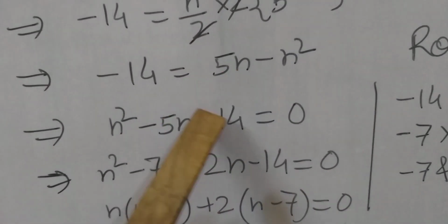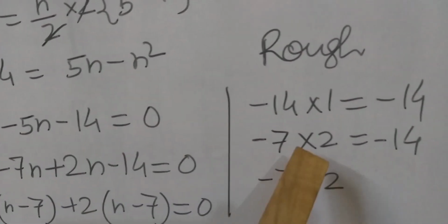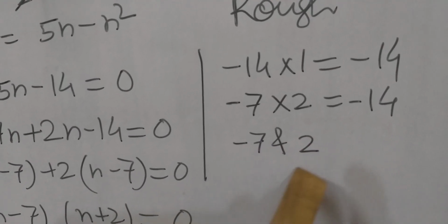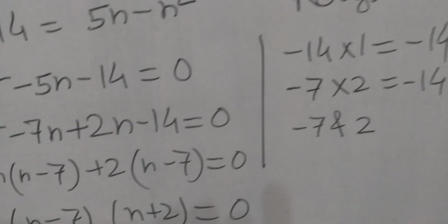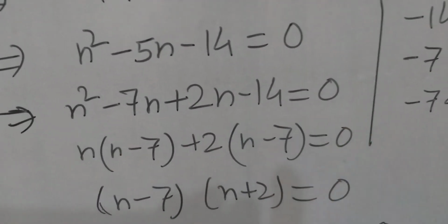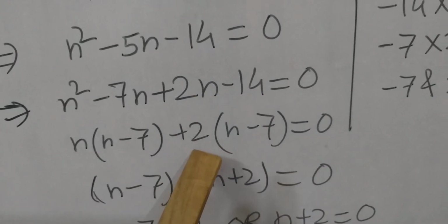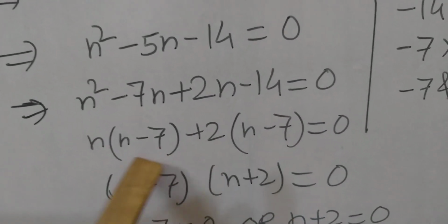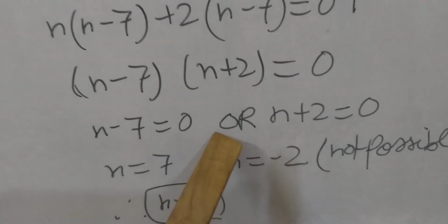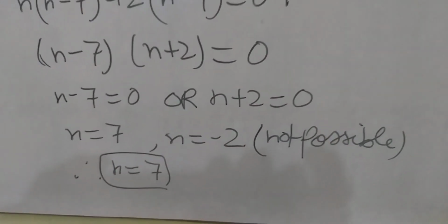Now student, for minus 14 we need two numbers that give minus 5. So minus 7 into 2 is minus 14. So the two numbers we have got are minus 7 and 2, and they give us minus 5. n square minus 7n plus 2n minus 14 equals 0. n is common here: n (n minus 7), plus 2 is common: 2 (n minus 7). Both have n minus 7 common. What is left here? (n plus 2)(n minus 7) equals 0. n minus 7 equals 0, so n equals 7. Or n plus 2 equals 0, so n equals minus 2.